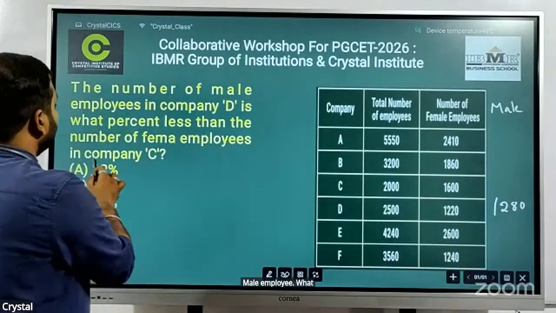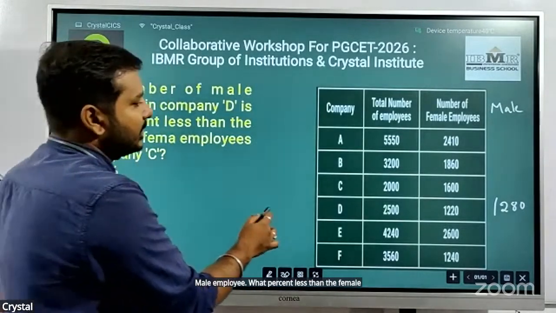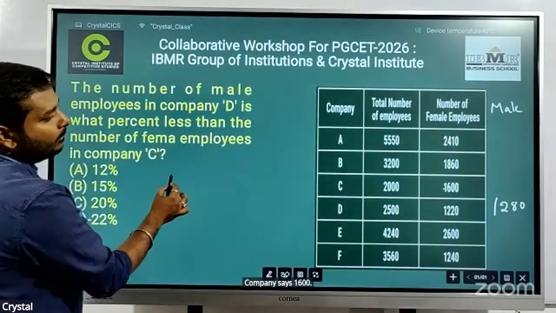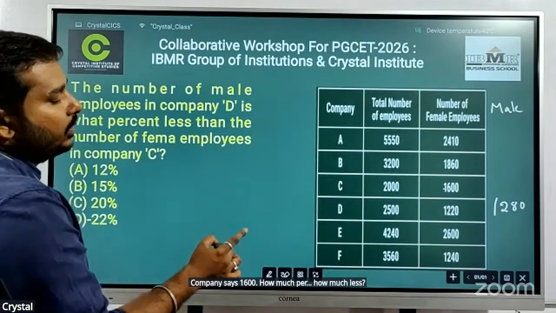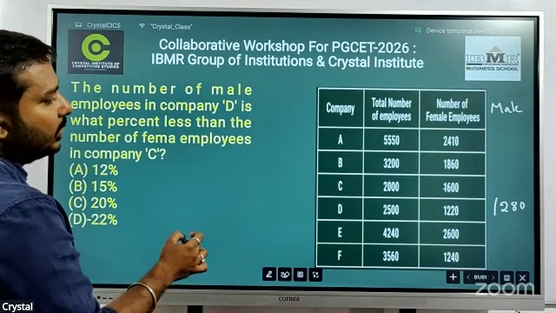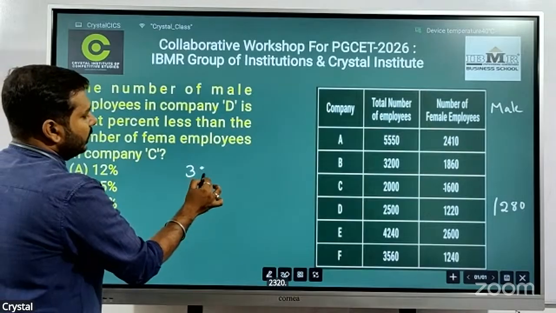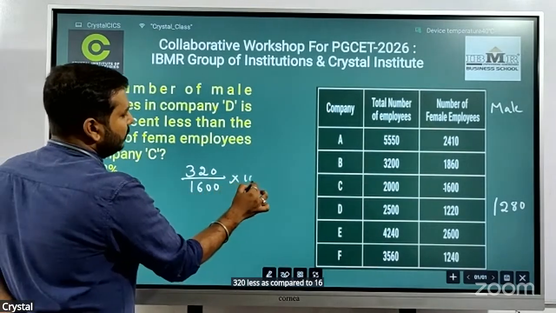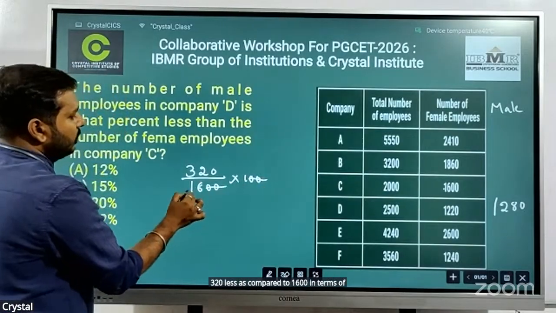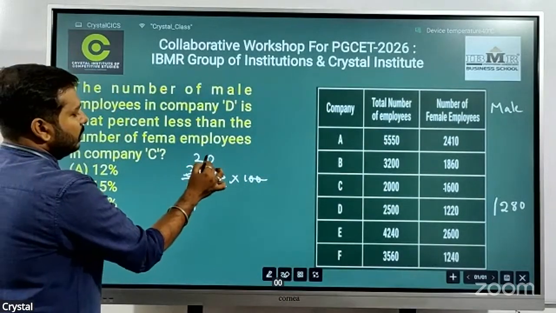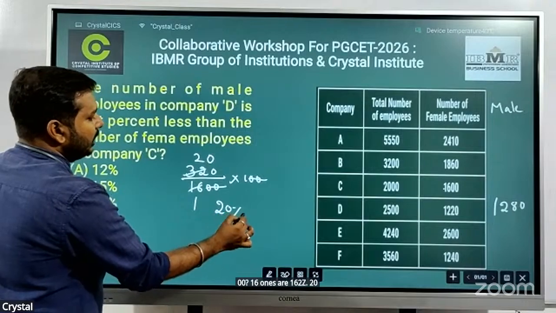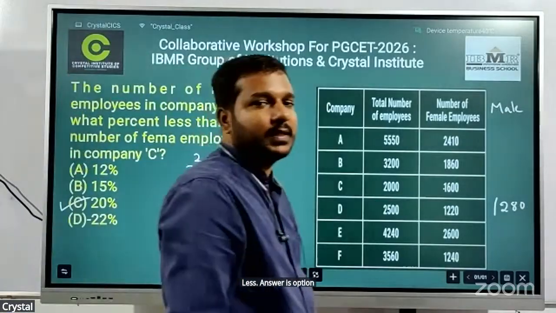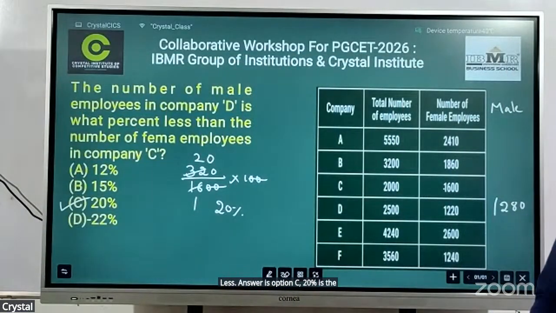What percent less than the female employees in company C? Company C is 1600. How much less? 320. 320 less as compared to 1600, in terms of percentage. 16 ones are 16, twos are 20% less. Answer is option C. 20% is the correct answer.